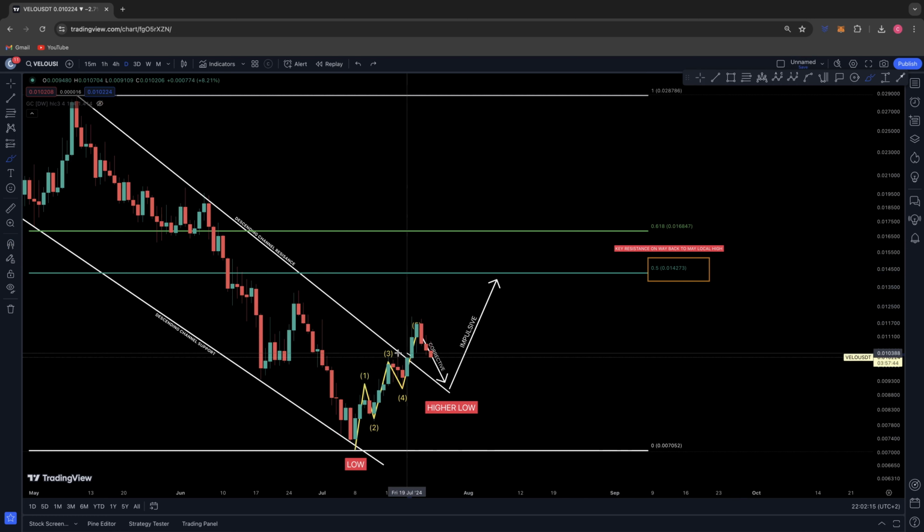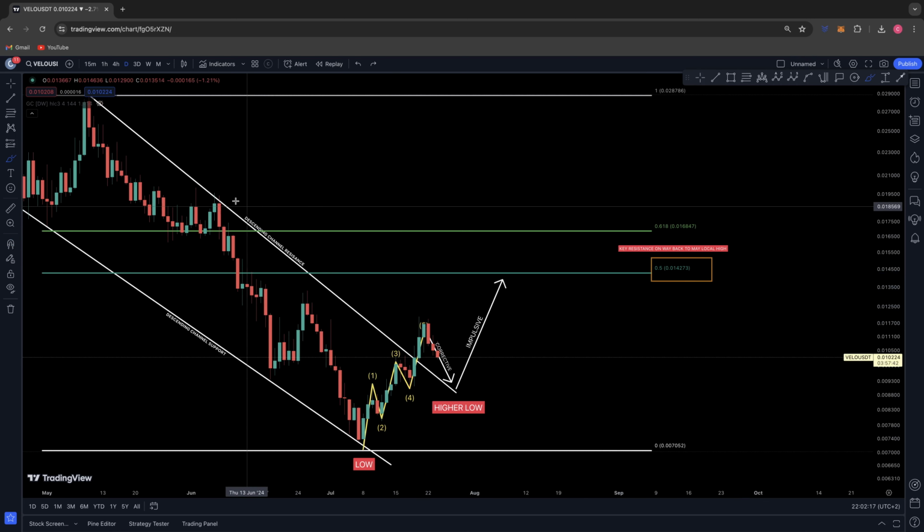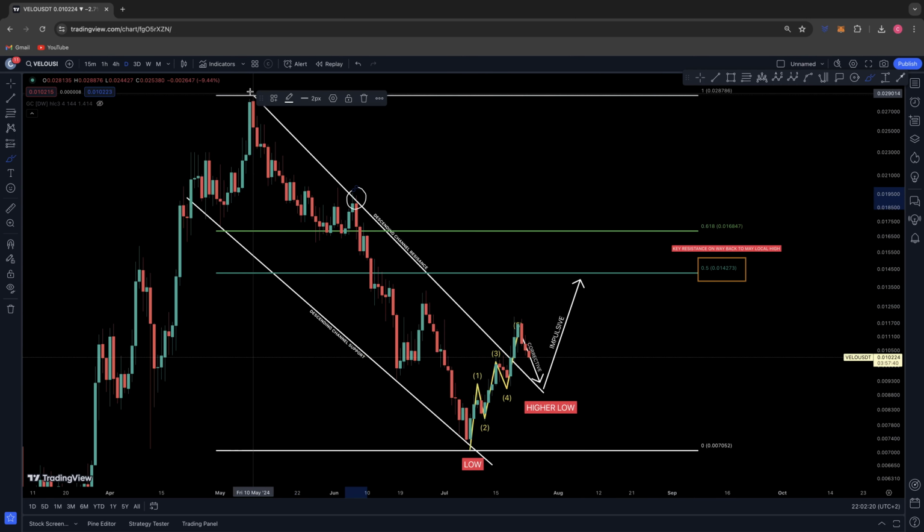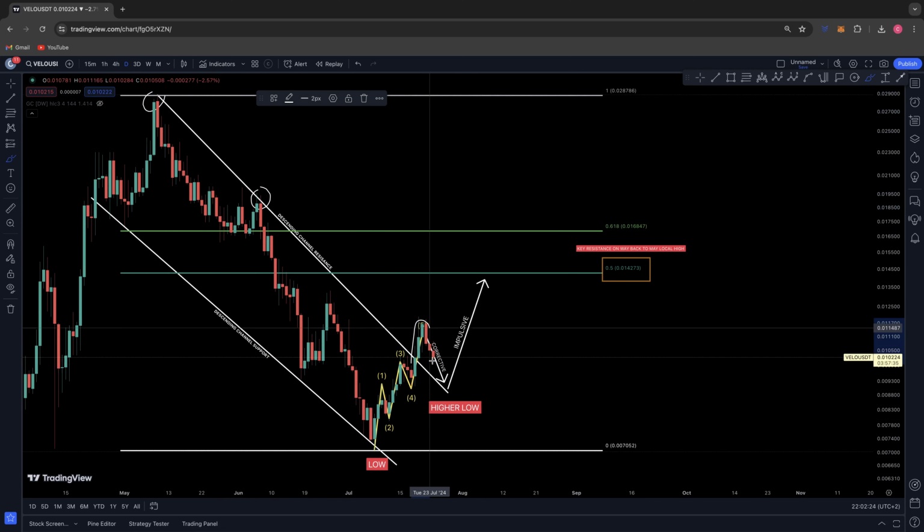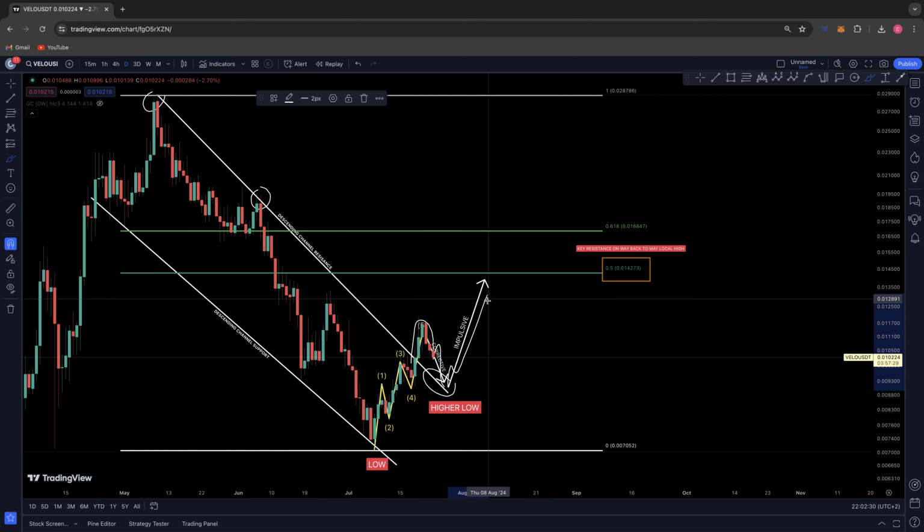Now, how do I think it's going to get there? Well, as I've said, we've broken out of this key descending resistance that we've been under since this high that we put in back in May. We've broken out of that. Now, what we would like to see is some sort of retest back on this descending resistance, confirm it as support, and then get your next impulsive move.